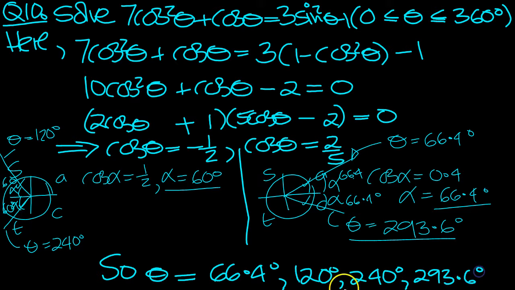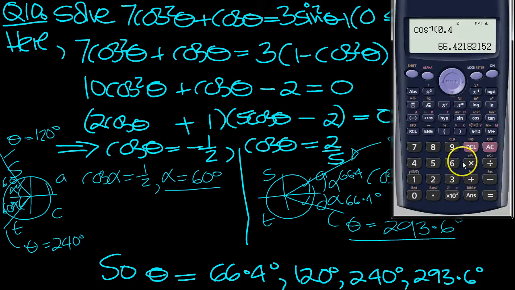Now let's do a final check on our calculator. So we'll do cos of 66.4. 0.4, which is what we wanted. And then cos of 120. And we should get minus 1/2. And then cos 240. Again, we should get minus 1/2, yes. And lastly, we want cos of 293.6 to make sure this one's okay as well, 0.4. So that's good.